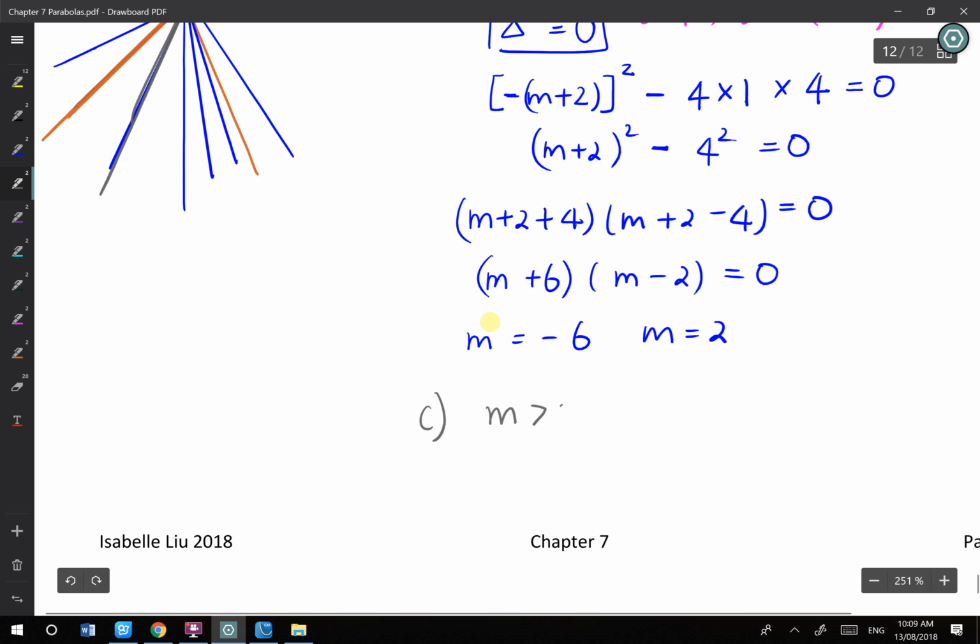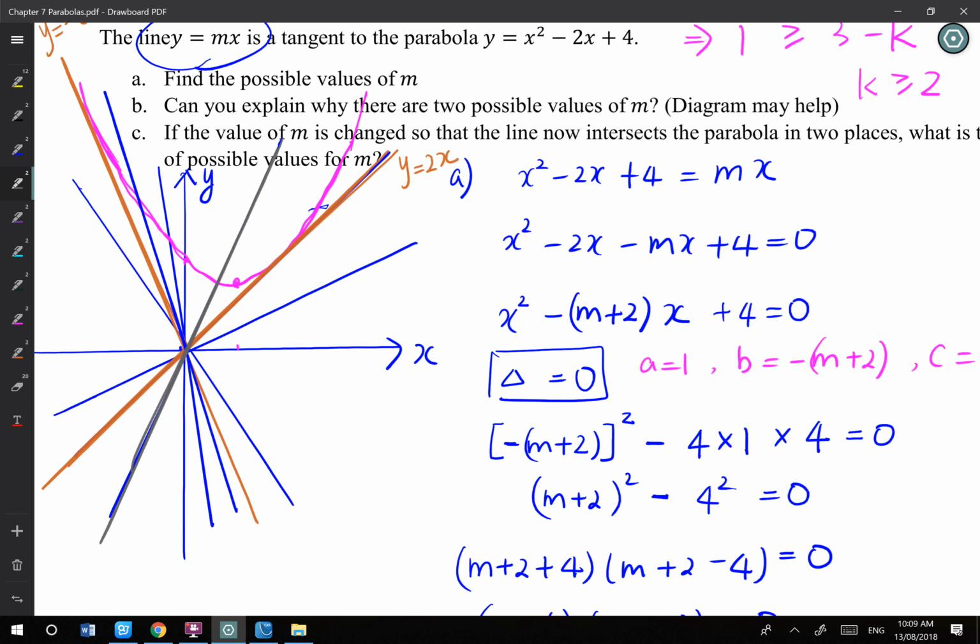M can be greater than 2, and there will be 2 intersections. That's for the positive side. If you think about rotating this way, you can't have this, you don't have this. So still 2 intersections, but a really large gradient, because it's really steep. This is flat, and then steeper, steeper, steeper, and then a vertical one. We don't have M for a vertical line. So anything greater than 2 will be fine.